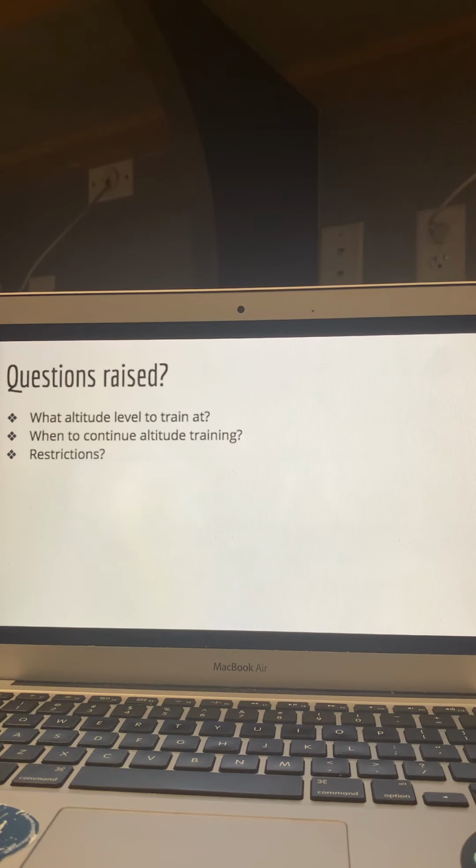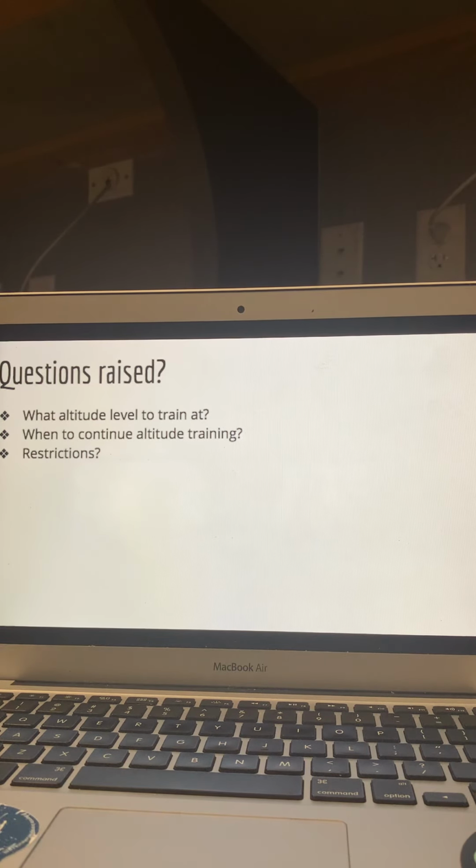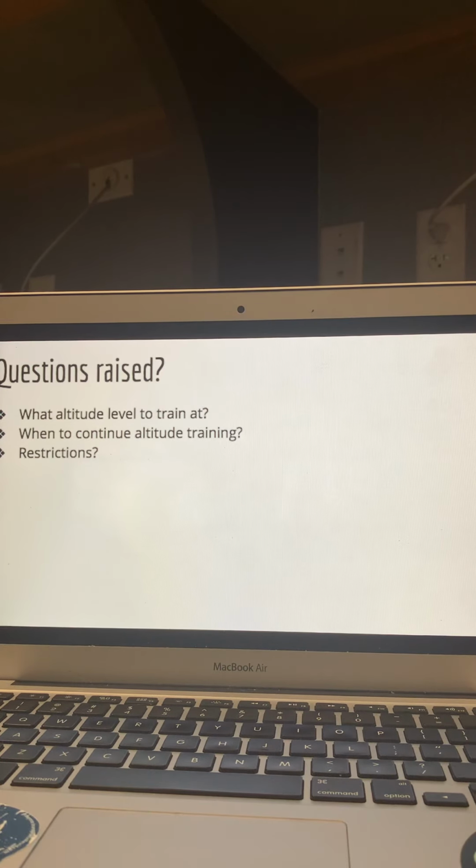So altitude training guidelines usually mean about 3 to 4 weeks at 2,000 to 2,500 meters to evoke a hematological adaptation, which is supposed to advance endurance performance. When to continue altitude training? So here is when considering how is it even beneficial and for how long.